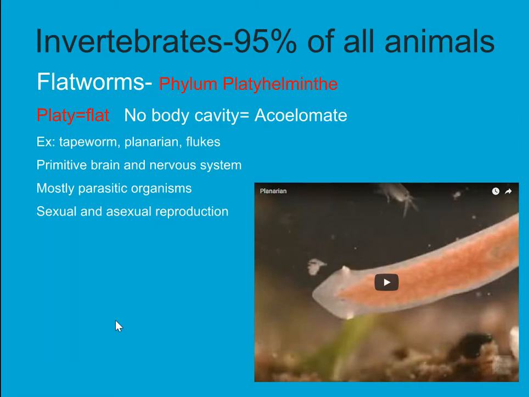Flatworms are the next phylum, called Platyhelminthes. Platy equals flat. That's what that means, flat. They don't have a body cavity. They are acoelomate. Examples are tapeworms, planarians, flukes, and they have primitive brain and nervous systems. Mostly parasitic organisms that are sexual and asexual reproductive.